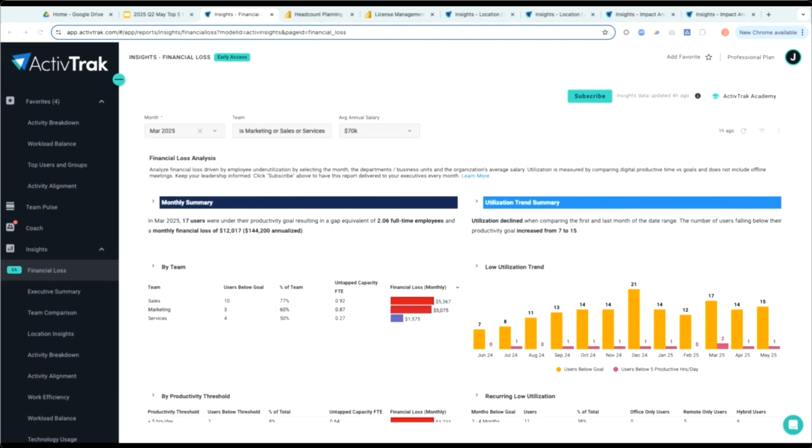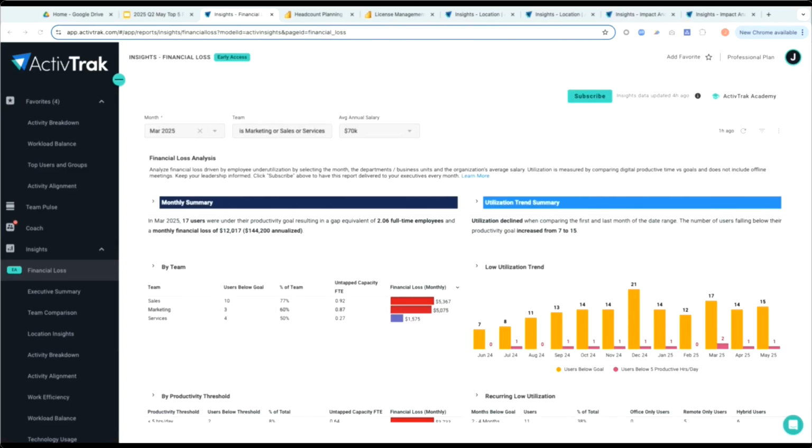Now, to give you a little more description of how this is read, we're rolling up all that information. In this case, we're looking at March of 2025 for this particular organization. There are in total 17 employees under goal that in aggregate represent the equivalent of 2 full-time employees. In this case, we're looking at around a 25 to 30 person sample, but that's significant. And it represents 144K a year if we were not to address that. That's how you can very quickly shed light on the financial impact of that scenario, which ties directly to the cost optimization use case.